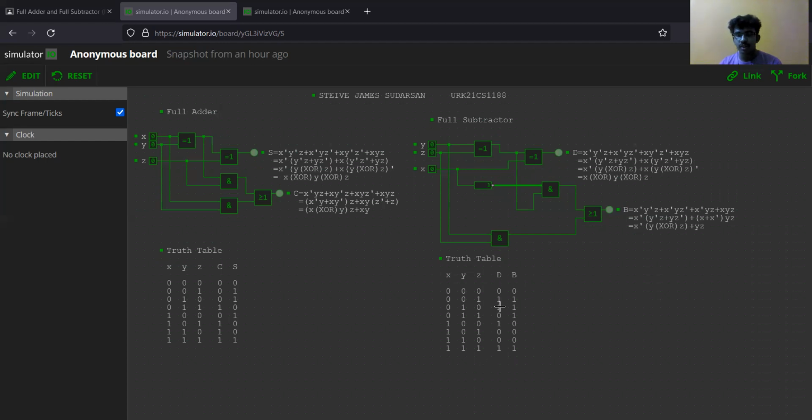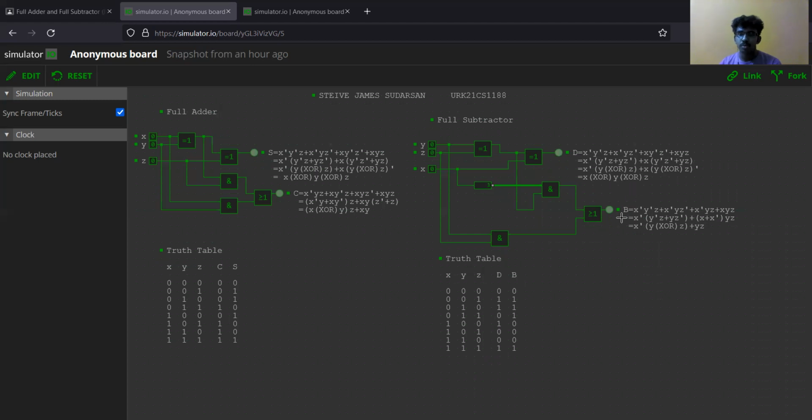Now we can take all the ones places here, which is nothing but 0, 0, 1 plus 0, 1, 0 plus 1, 0, 0 and 1, 1, 1, which is the same as the S. It's X complement Y complement Z plus X complement Y Z complement plus X Y complement Z complement plus X Y Z. It's giving the same equation as the sum, which is nothing but X XOR Y XOR Z. Hence we got the equation of difference.